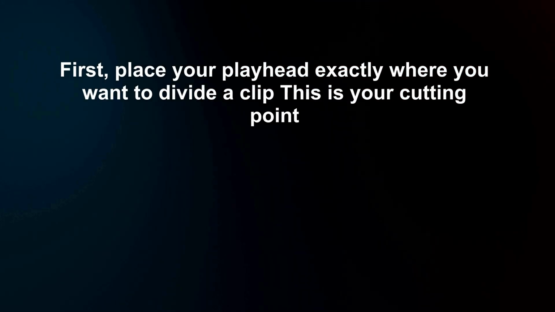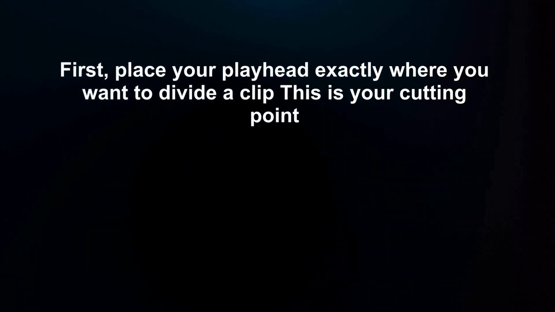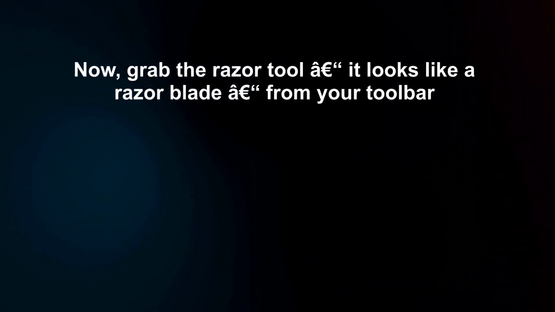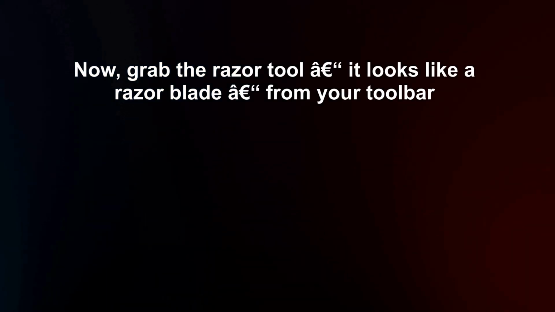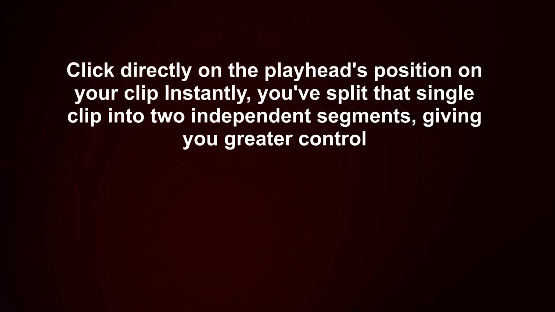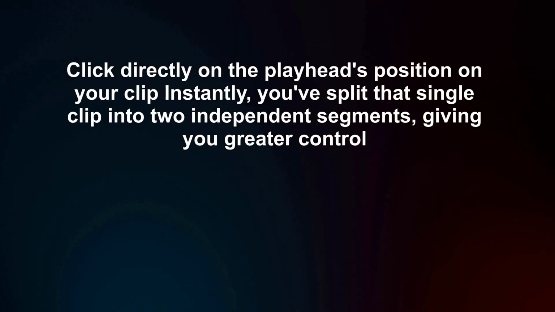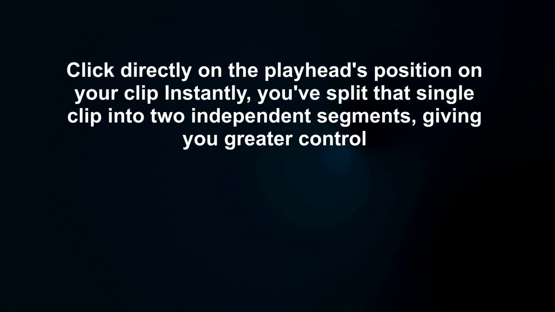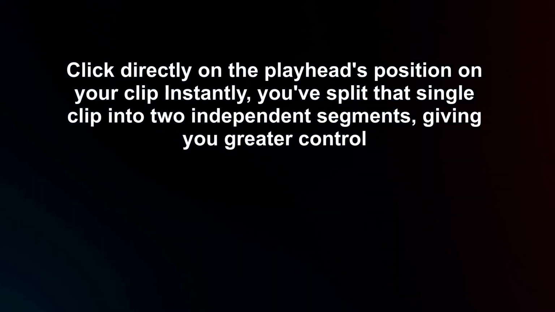First, place your playhead exactly where you want to divide a clip. This is your cutting point. Now, grab the razor tool, it looks like a razor blade, from your toolbar. Click directly on the playhead's position on your clip. Instantly, you've split that single clip into two independent segments, giving you greater control.